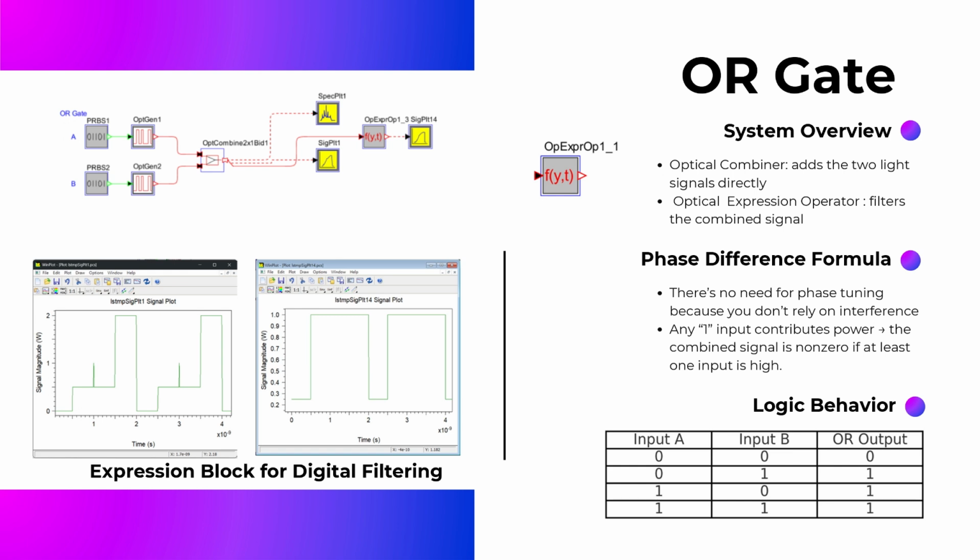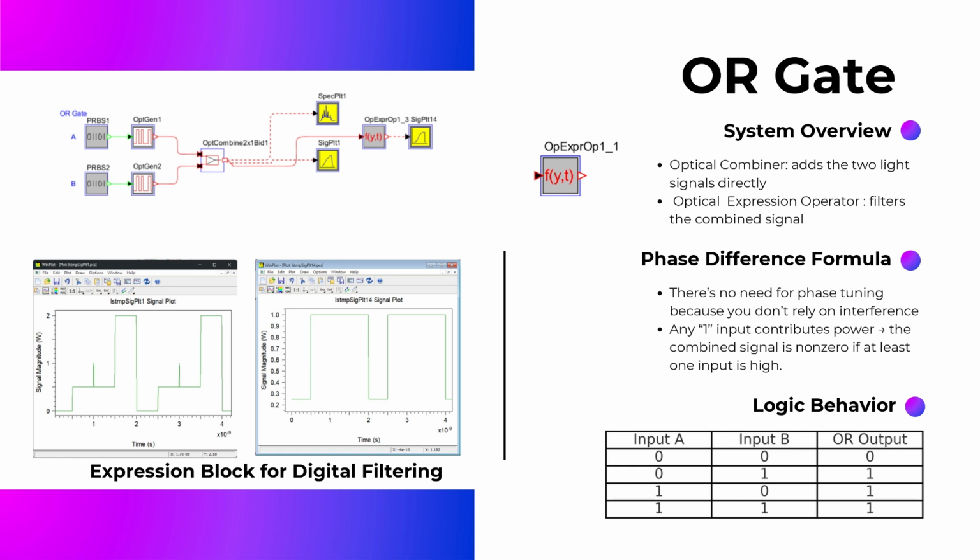Second, OR. Unlike the XOR gate, the OR gate doesn't rely on phase difference or interference, so there's no need for any phase tuning here. Any input that is 1 contributes optical power, so the combined signal is non-zero as long as at least one of the inputs is high.